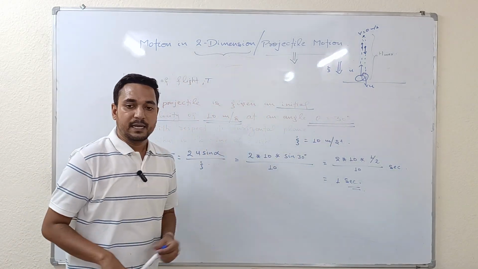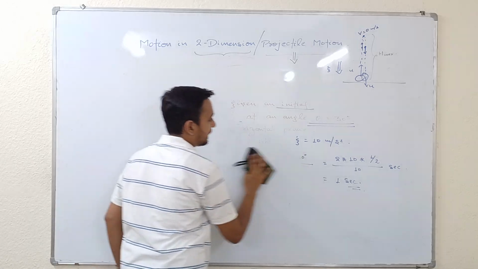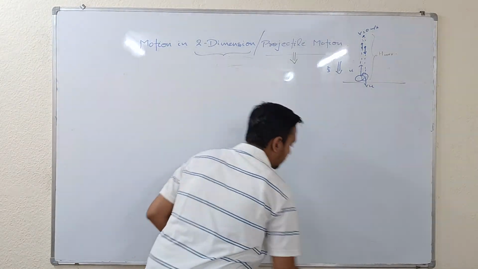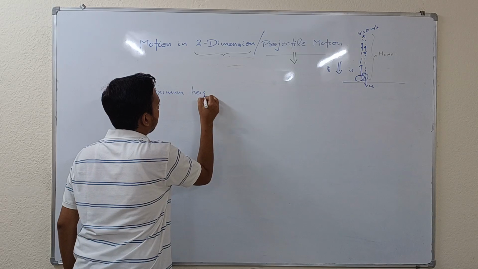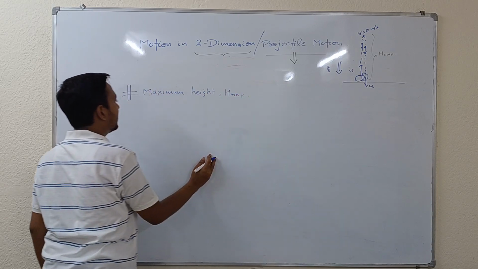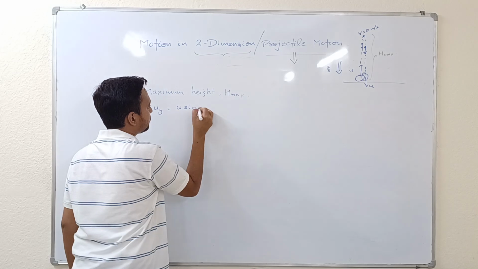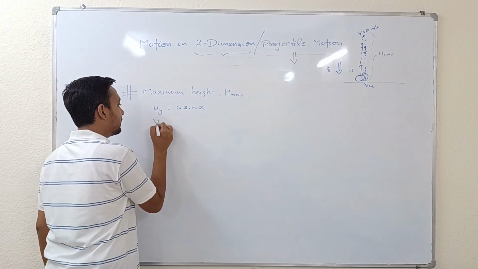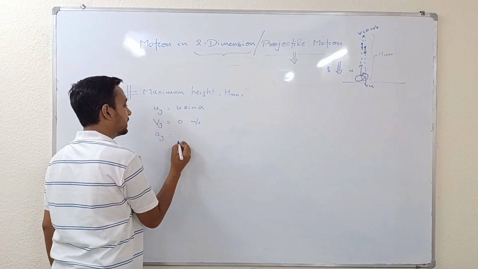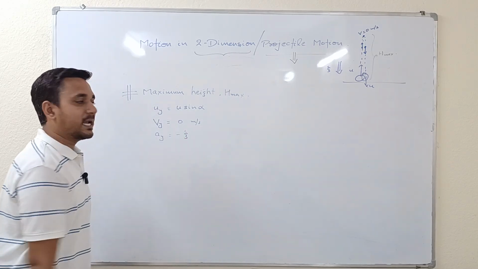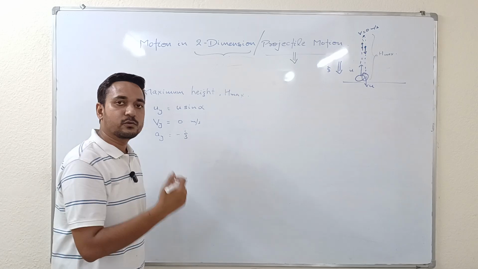Okay? Now let us come over to the maximum height part. What will be the maximum height? So maximum height, that is H max. What were the conditions? Initial Uy was equal to u sin alpha. Vy, the final velocity at H max, is 0 meter per second. Vertical acceleration is always minus g. So can we find out the value of H maximum? Vertical acceleration is always constant, so I can apply the equation of motion.